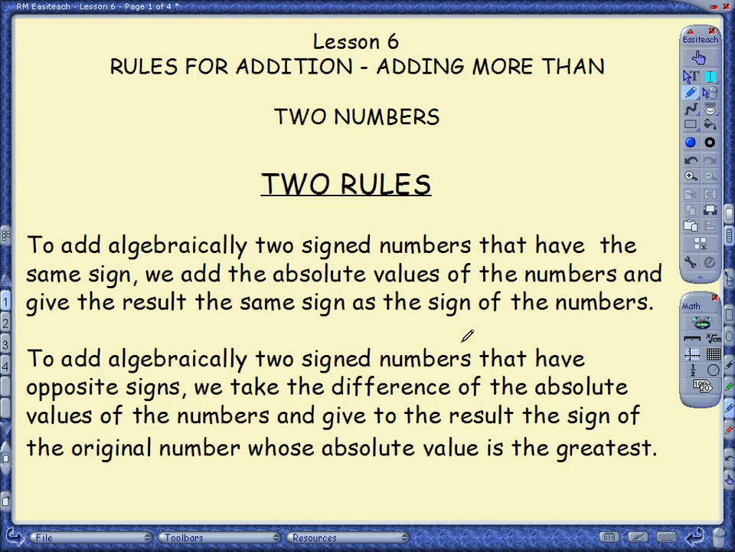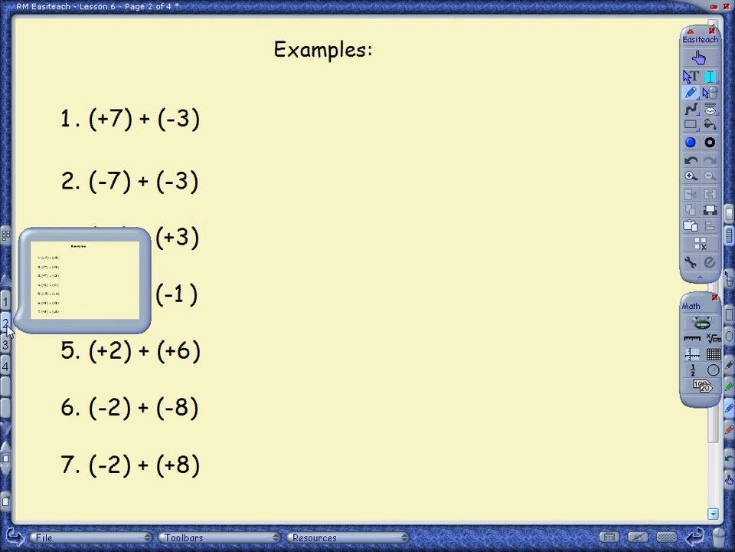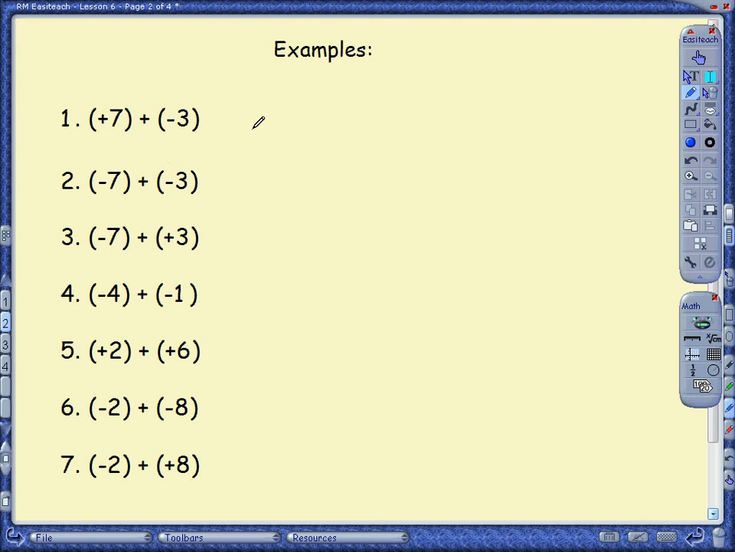To add algebraically two signed numbers that have different, opposite signs, we take the difference. We subtract, in other words, the absolute values of the numbers and give the result the sign of the original number whose absolute value is the greatest. Okay, and we're going to do some examples here with this.